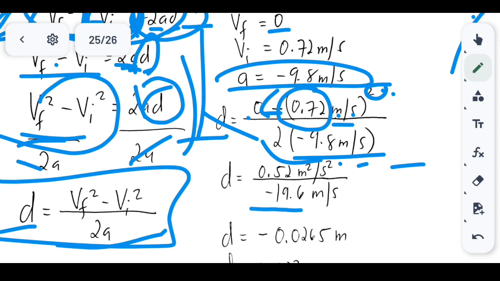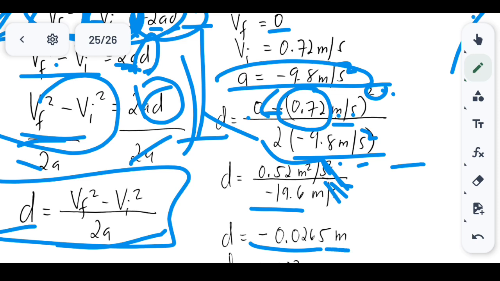The next thing that you need to do is what? You need to divide 0.52 by negative 19.6. Ang sagot natin ay negative 0.0265. And then cancel yung seconds. 9.8 meters per second squared yan na acceleration pala to. Nakalimutan ko lagyan ng 2. So, magiging 2 rin to. 2 minus 2, 0, cancel. And then 2 minus 1, meter na lang.